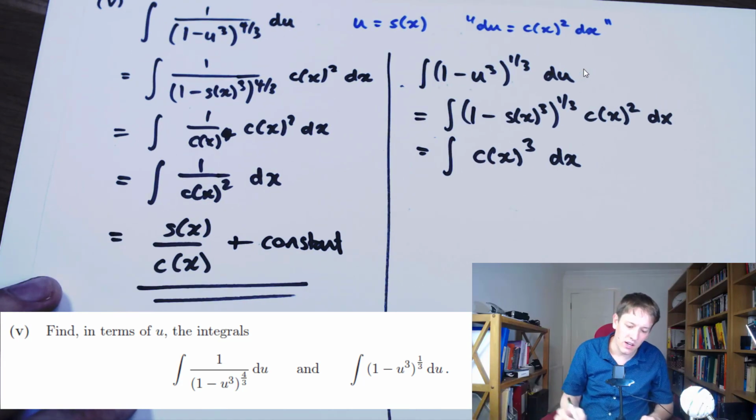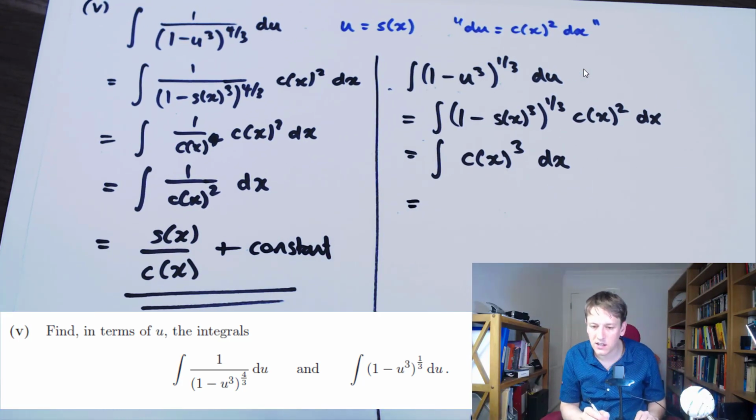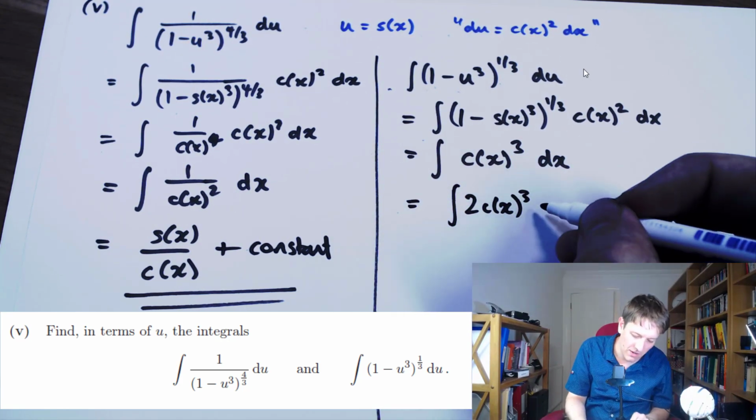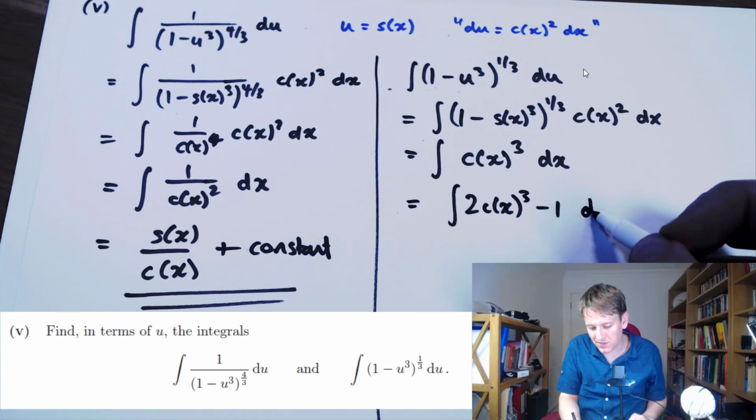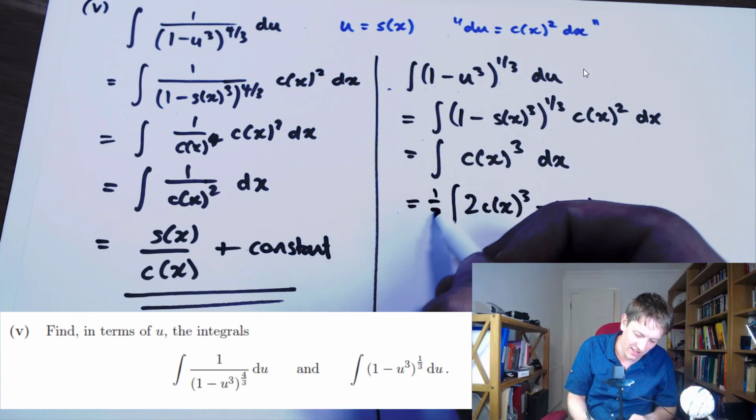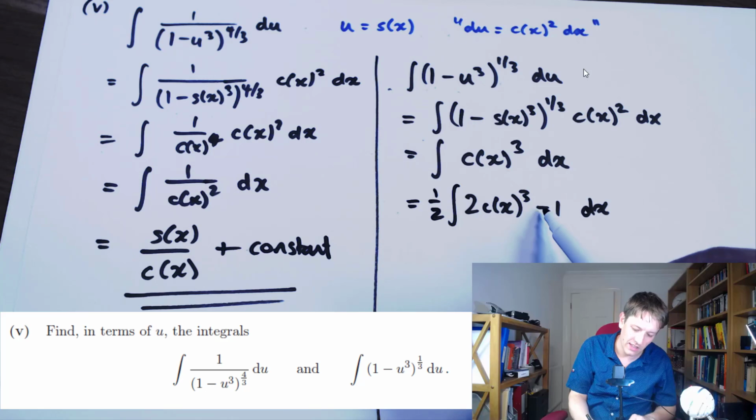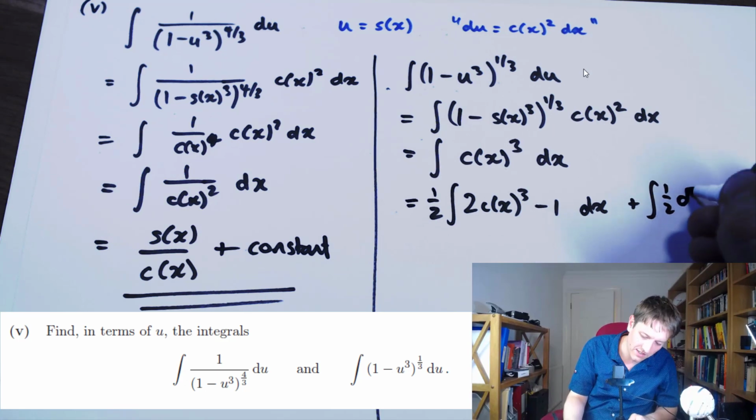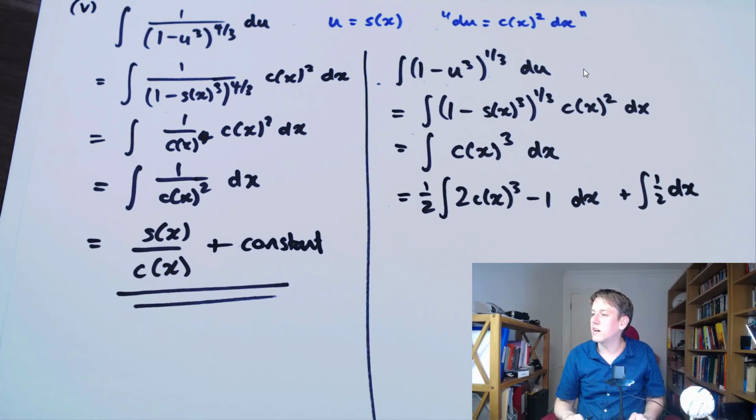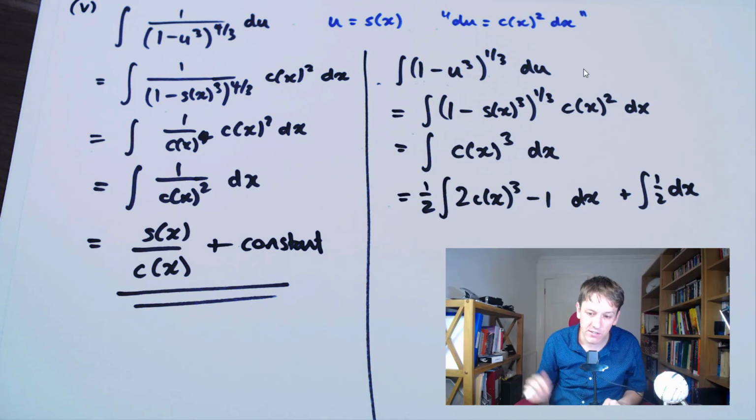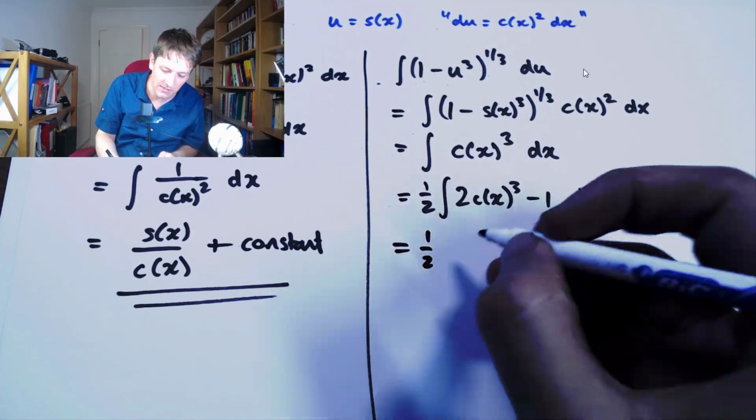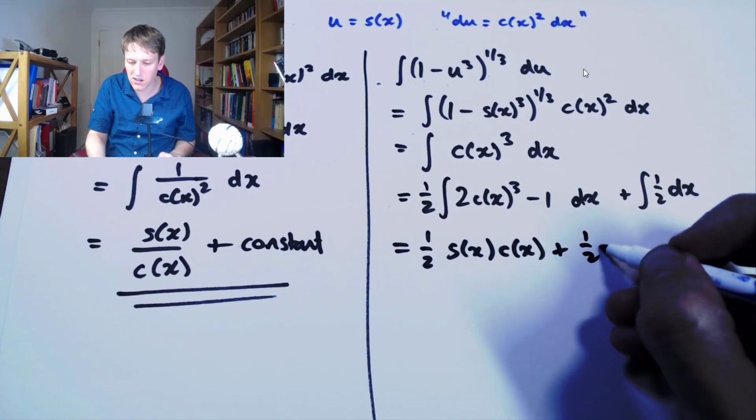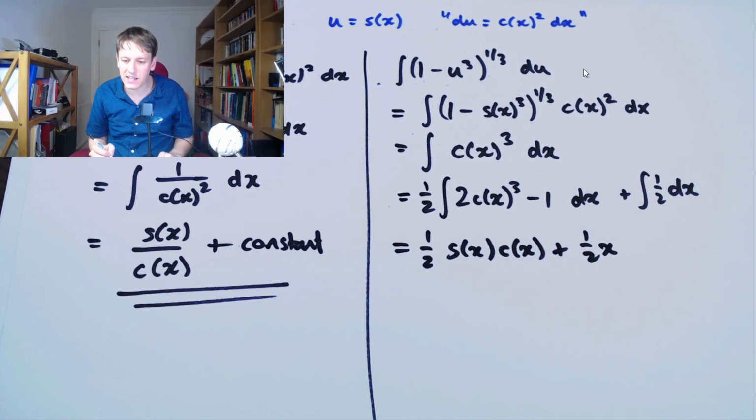Okay, so let's just get that in there, right? So I want to do the integral of 2c of x cubed minus 1 instead. Of course I can't just replace this, but if I took half of this, then that would give me the c of x cubed, and then I'd have minus a half, so if I just also add on the integral of a half dx to balance that out, then that looks good. Right, so by the result earlier, this is just 1/2 times s of x times c of x, and this is just 1/2 x.